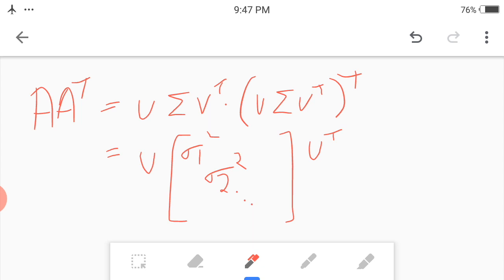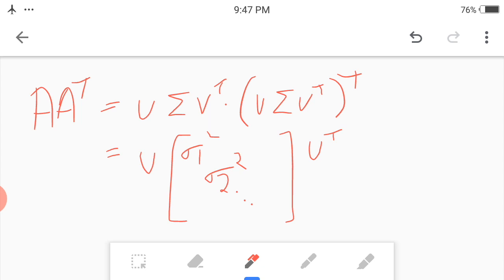So A into A transpose or A transpose into A, both are symmetric matrices. You can use the equation Q lambda Q transpose, similar analogy. To get your sigma 1 squares, you have to find eigenvalues of A A transpose or A transpose A. Find the eigenvectors which will form U or V respectively.